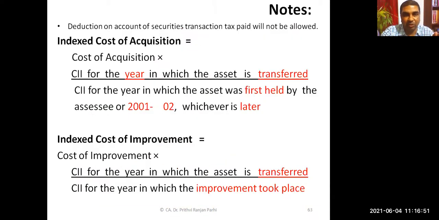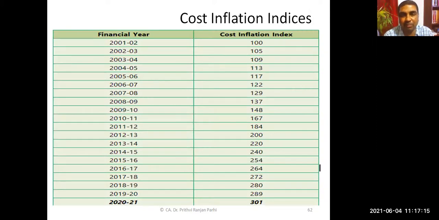This concept we have also understood, and this formula we have seen, how to convert cost of acquisition to indexed cost of acquisition. Will you be able to do it? Convert cost of acquisition into indexed cost of acquisition? Yes or no? Yes, sir. So you have to refer to the index number.